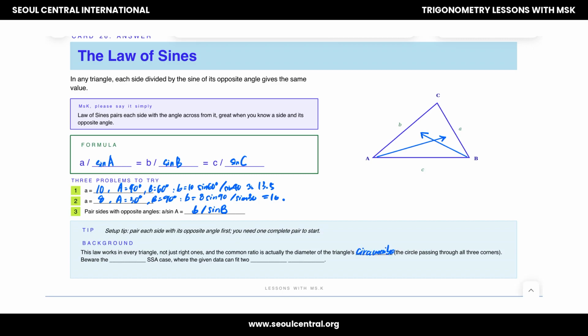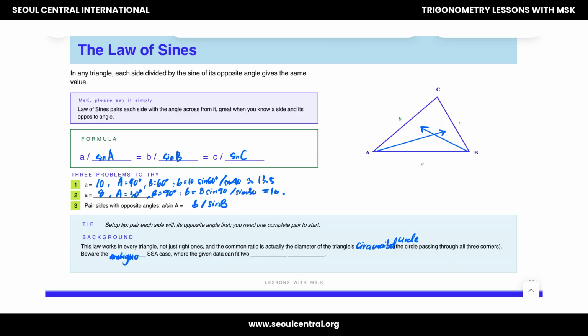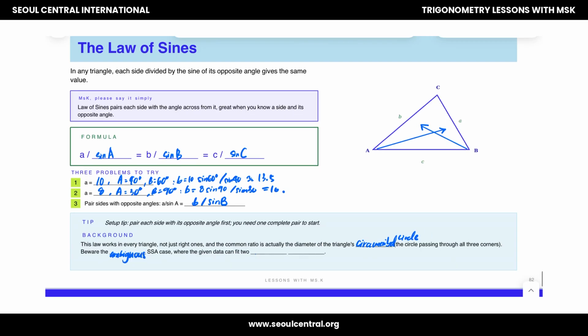Background. This law works in every triangle, not just right ones, and the common ratio is actually the diameter of the triangle's circumscribed circle. This means the circle passing through all 3 corners. Beware of the ambiguous SSA case where the given data can fit into 2 different triangles.